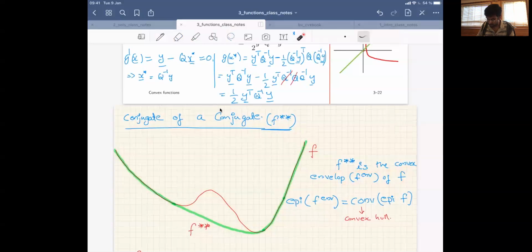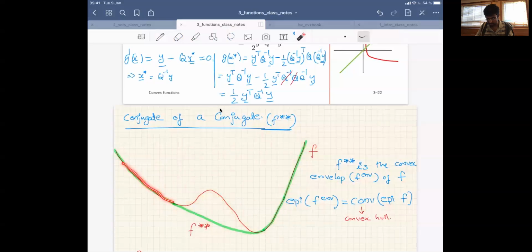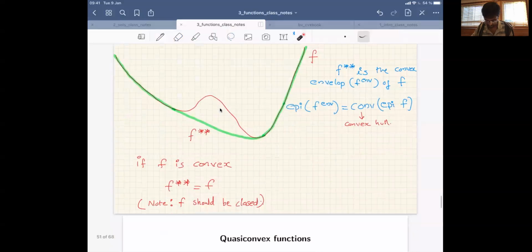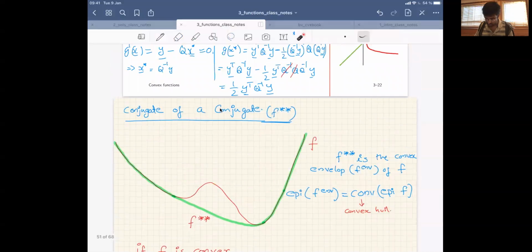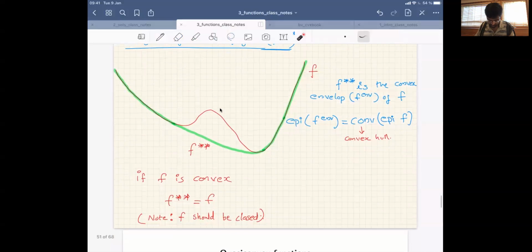How do you formally say that? What is the convex envelope of f? The epigraph of the convex envelope of f is the convex hull of the epigraph of f. That's what we just saw. So we have this function, and the epigraph of that function will be this region. Now you take the convex hull of that, so that will be this guy, and the function corresponding to that convex hull will be the convex envelope. So this is an interesting concept here. We are not going into detail. We just mention this property and pass on.